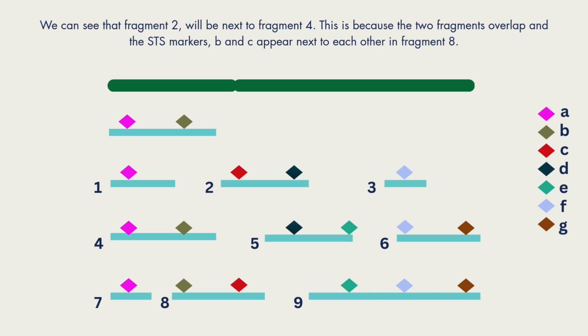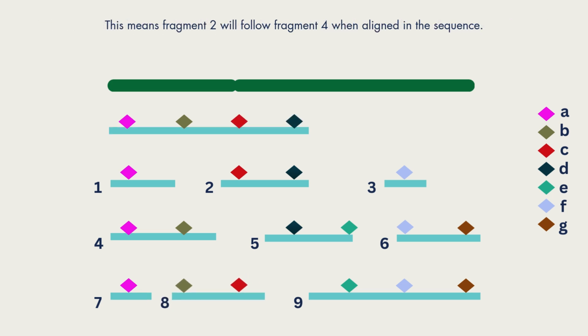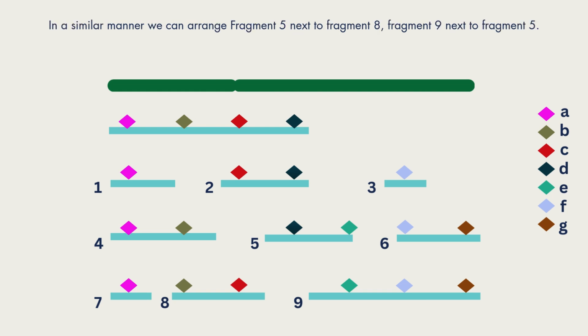We can see that fragment 2 will be next to fragment 4. This is because the two fragments overlap and the STS markers, B and C, appear next to each other in fragment 8. This means fragment 2 will follow fragment 4 when aligned in the sequence. In a similar manner, we can arrange fragment 5 next to fragment 8, fragment 9 next to fragment 5.